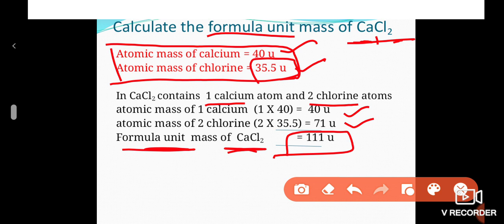Okay. So these 3 topics: atomic mass, molecular mass, formula unit mass. Atomic mass means mass of an atom. Molecular mass means mass of a molecule. Molecule means group of atoms. Formula unit mass means mass of a formula unit. The word formula unit represents an ionic compound, the atoms present in a formula. Okay, so thank you, students.